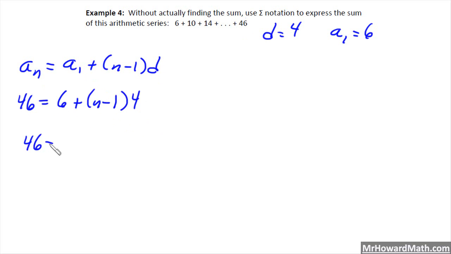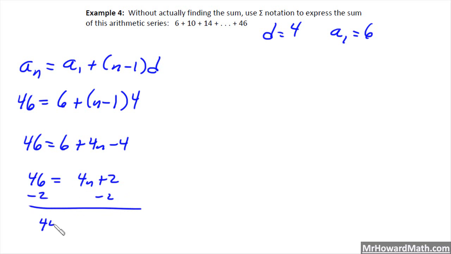So we get 46 equals 6 plus 4n minus 4. So 46 equals 4n plus 2. Subtract 2 here, solving for n. 44 equals 4n, divide by 4. So n equals 11. So this is the 11th term.